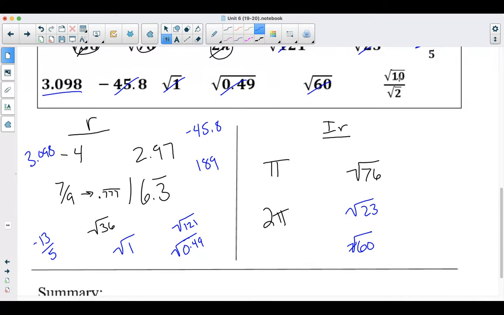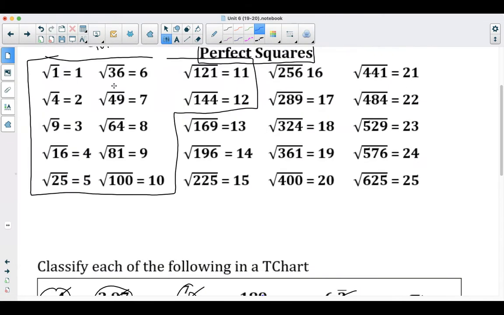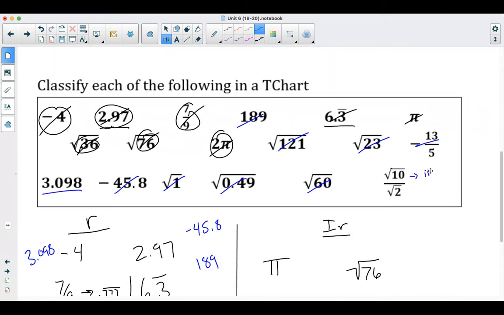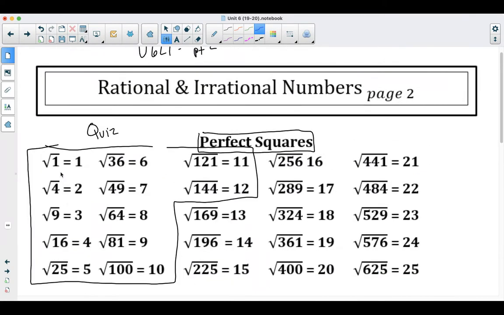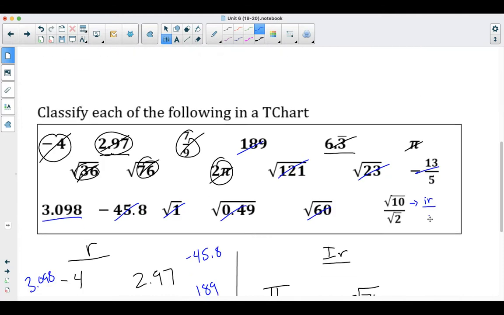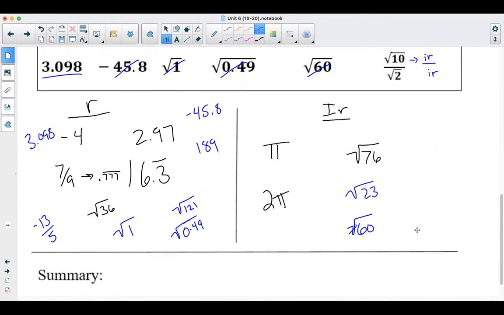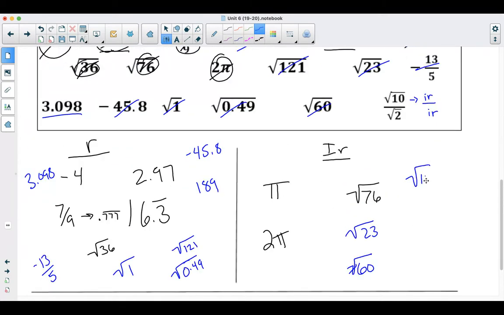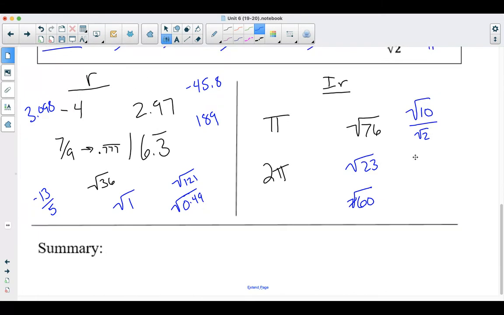And then lastly, square root of 10 over the square root of 2. Well, what's the square root of 10? Look up at our chart. It's not in there. 9, 16. So this top number is irrational. And this bottom number, square root of 2, isn't in here, is also irrational. And if you ever divide an irrational by an irrational, you're going to get another irrational number. And I know that looks like a fraction, but that's really just a division problem. So you need to figure out that part. And that's it. Summary here.